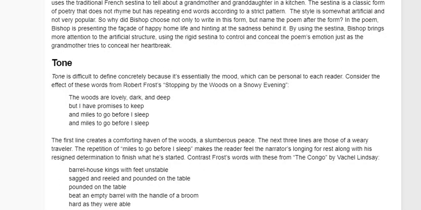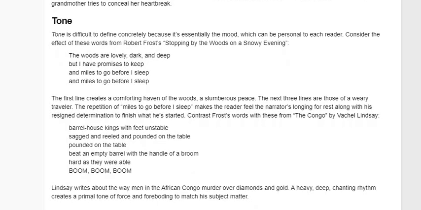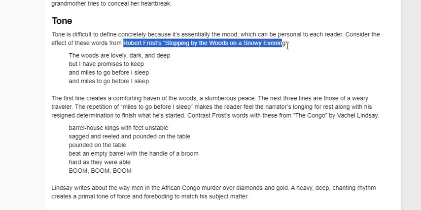Then you look at the tone of it. What's the tone? The tone is difficult, the tone is easy. Look at this: The woods are lovely, dark and deep, but I have promises to keep, and miles to go before I sleep, and miles to go before I sleep. So is it difficult? It's not. Robert Frost, Stopping by Woods on a Snowy Evening.